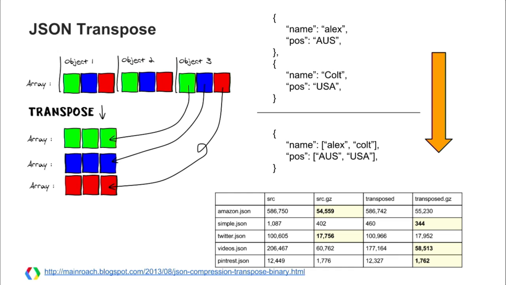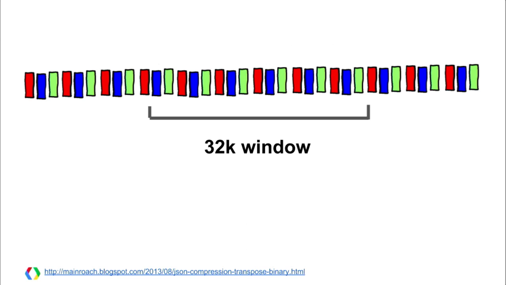So the transpose operation actually gives us smaller files, which is fantastic. Now, the reason that this works has to do with the 32K window that LZ77 uses for its matching, right? So if we have our values all interleaved, red, green, blue, red, green, blue, red, green, blue, again, we have to go farther to search for a piece of content that may be an exact match.